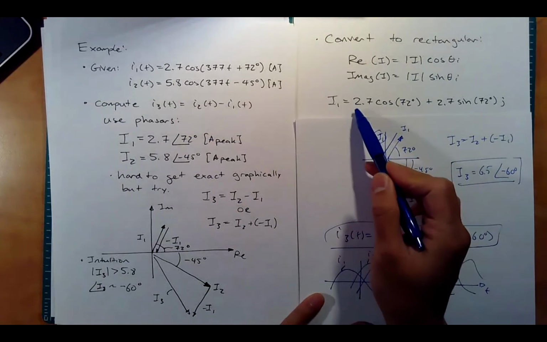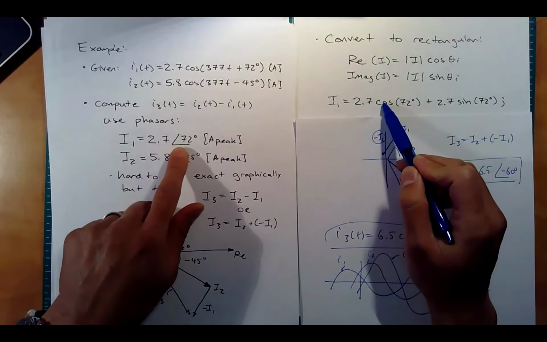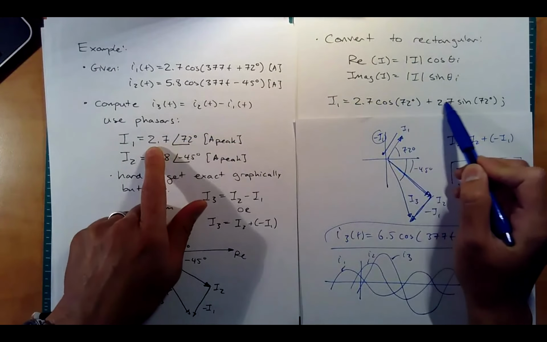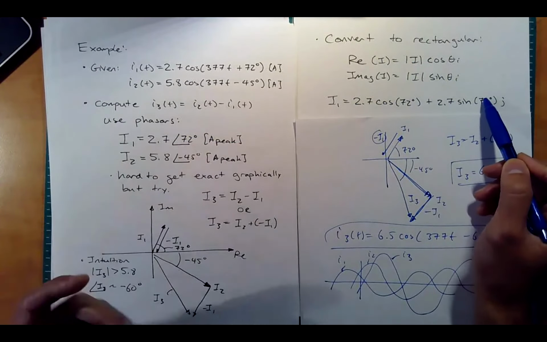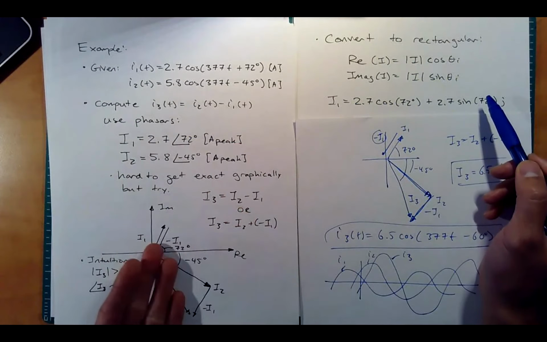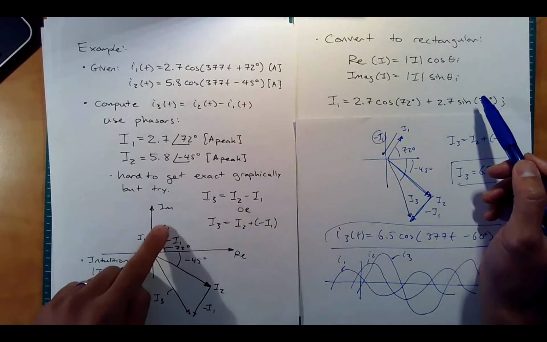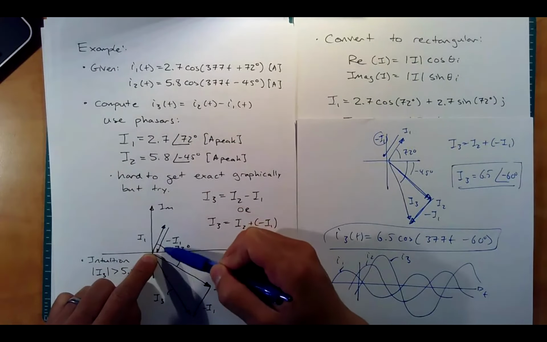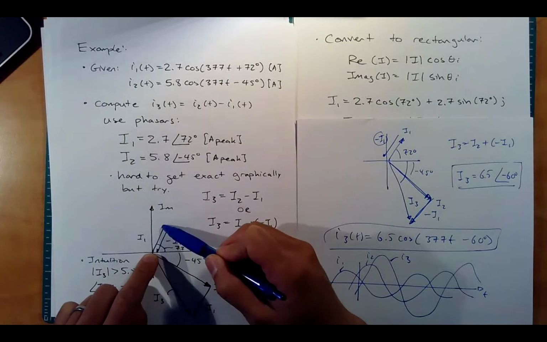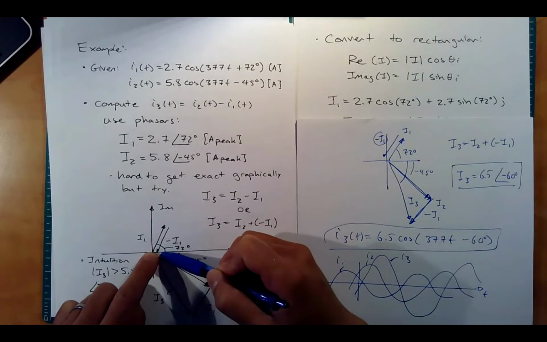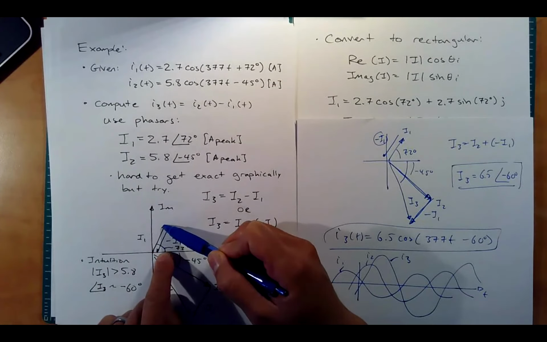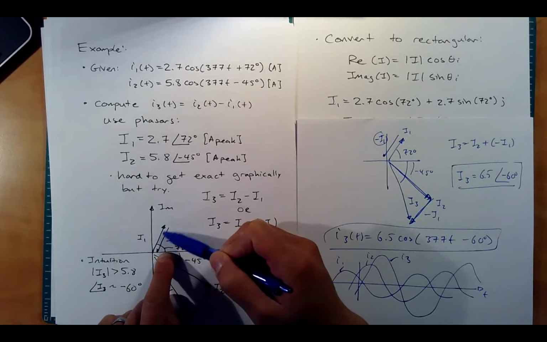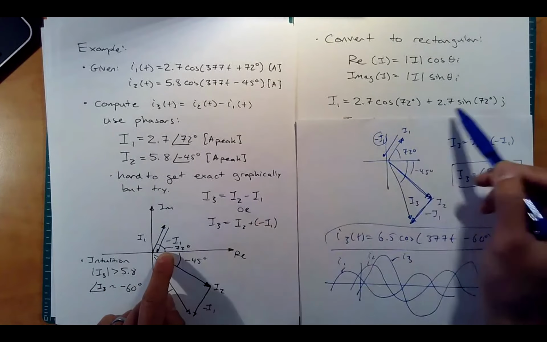So I1 has the length times the cosine of that angle plus j times the length times the sine of this angle. If you always forget how to do this, just go back to your phasor plot. Look at I1. If I know this length is 2.7, and I want this real part here, I would take this length times the cosine of this angle. And if I want this length here, I want this length times the sine of this angle. And that's these two numbers.